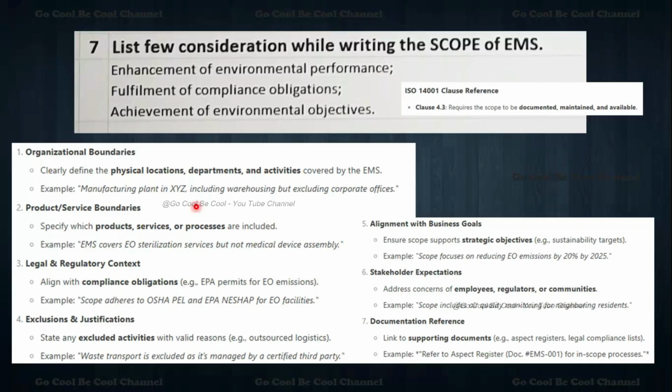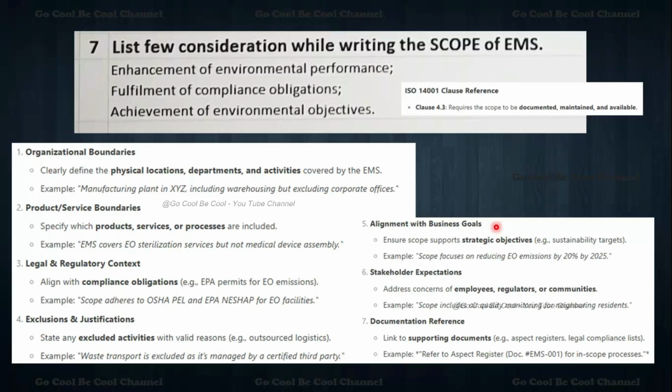Product and service boundaries: specify which products, services or processes are included. Example: EMS covers EO sterilization services but not medical device assembly. Legal and regulatory context is aligned with the compliance obligations, for example EPA permits for EO emission. Scope is also there, then exclusion and then justification. We have to understand that. Alignment with business goals is a very important thing.